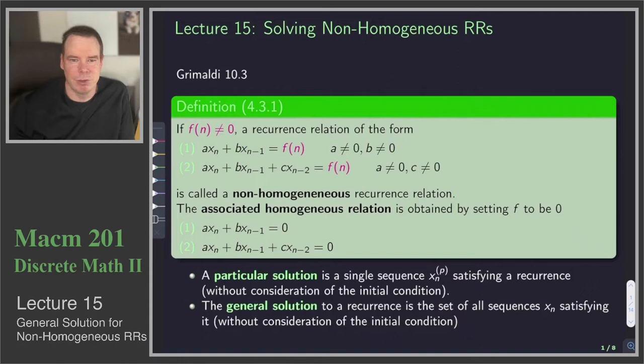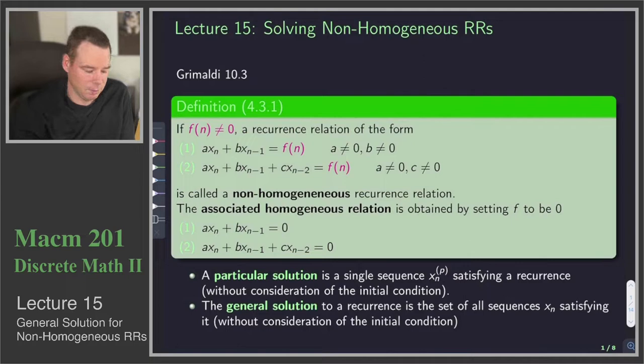Hi everyone, welcome back. We're now going to cover general techniques for solving non-homogeneous recurrence relations. These techniques will work for first order, second order, and higher order linear recurrence relations with constant coefficients, whether they're homogeneous or non-homogeneous. We've in fact already looked at how to solve them in the homogeneous case, that is through the characteristic polynomial and finding the roots. Now we'll extend that and see how to solve them in the non-homogeneous case.